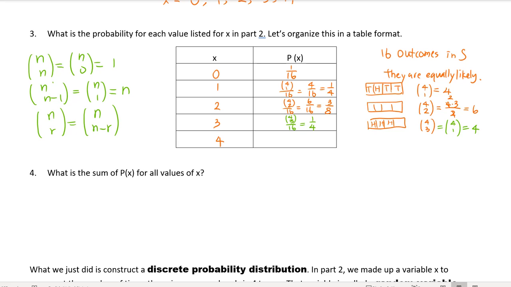And then 4 heads. So just all heads. That's like 4 choose 4, which is 1, or 1 over 16. Okay, and what is the sum of p of x for all the values of x? Let's see.